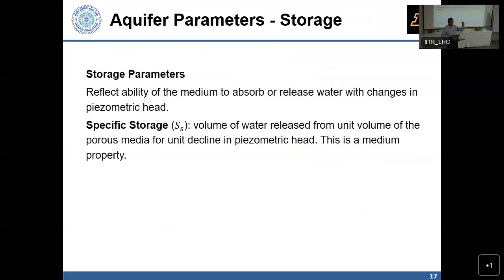So it's volume of water divided by bulk volume of soil, so that is volume over volume per unit decline in piezometric head. So it has dimensions of 1 over length. So at different locations, if I choose a unit volume, if I can figure out somehow how much volume of water is released when the piezometric head at that location goes down by a unit amount, that will give me specific storage.